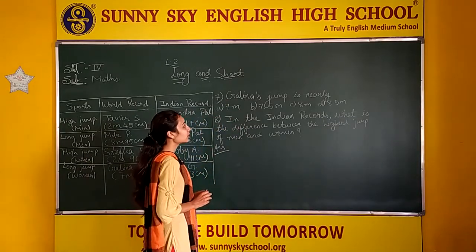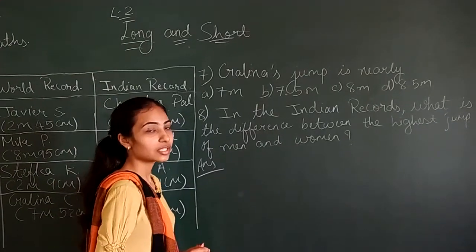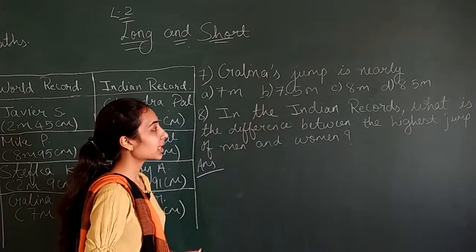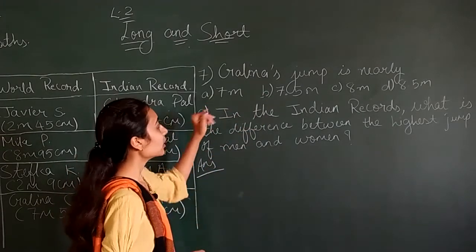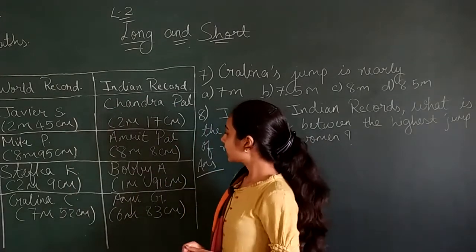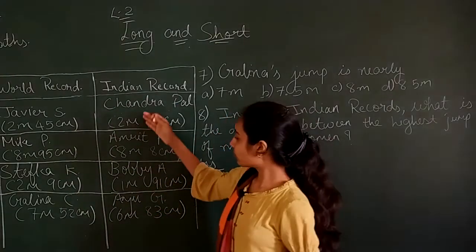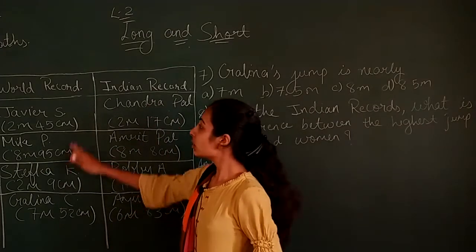Galina's jump is nearly A, 7 meter, B, 7.5 meter, C, 8 meter and D, 8.5 meter. First let us find Galina. Where is Galina? Find out. She is here. World record.